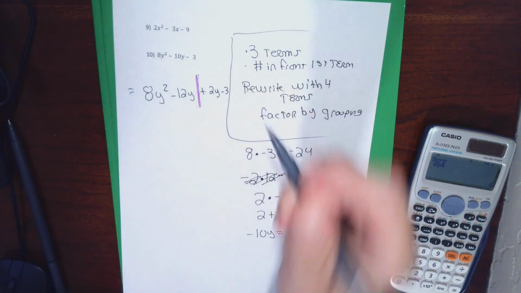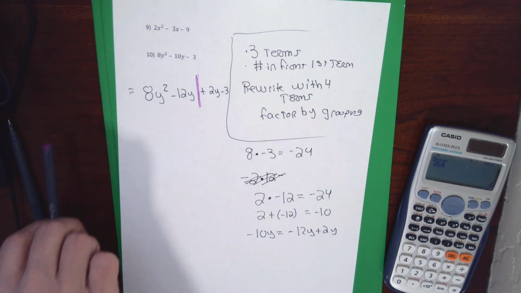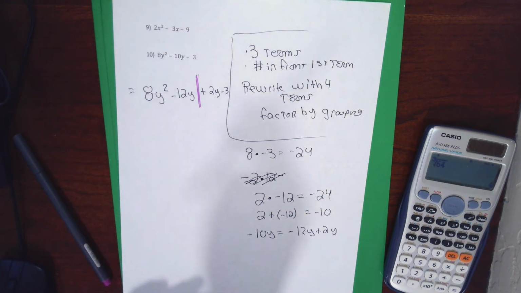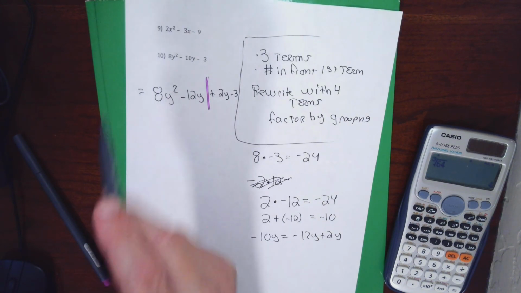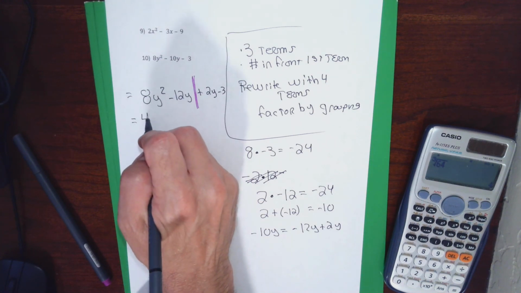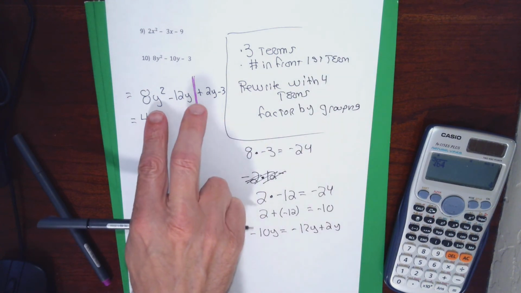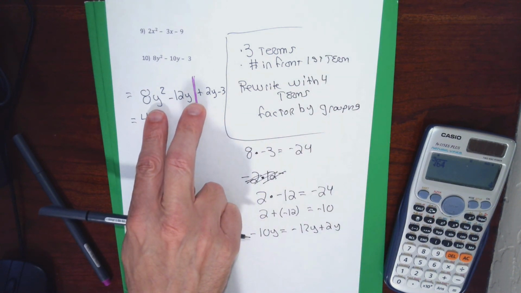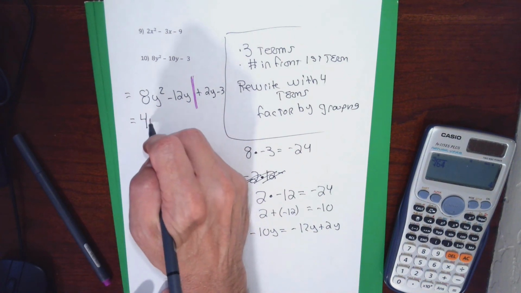And I need to factor each half by using the greatest common factor factoring. The first 8y squared minus 12y, 4 is the biggest number that goes evenly into 8 and 12. So when I go to greatest common factor, 8y squared minus 12y, I can factor out a 4. And both terms of the 8y squared and the minus 12y have a y, so I can factor out a y. And I'll take the smaller of the exponents.